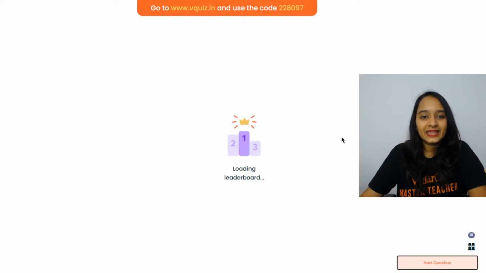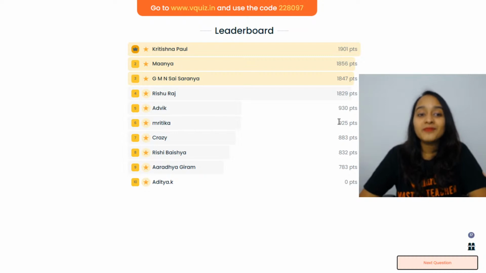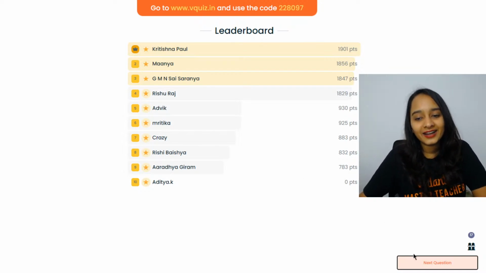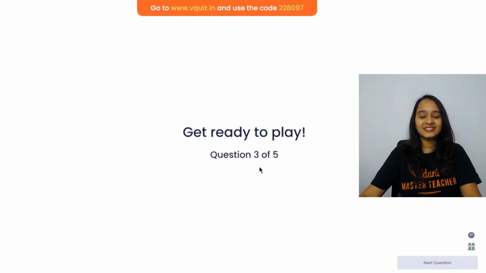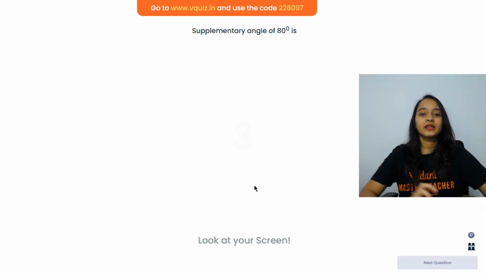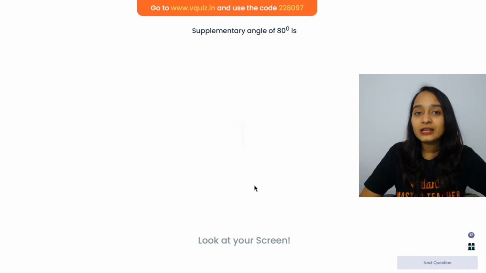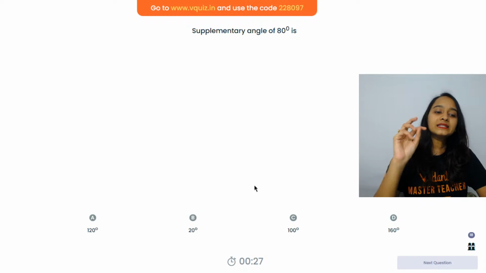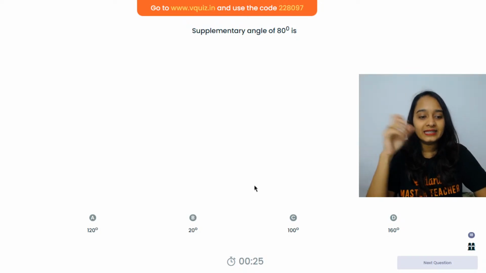180-degree. And then we have Kritishna, Manya, Sharanya, Rishu, Advik, Mritika, Crazy, Rishi and Aradhya. Very nice. The third question's on your screens. Supplementary angle of 80-degree is. What is the supplement of 80-degree?